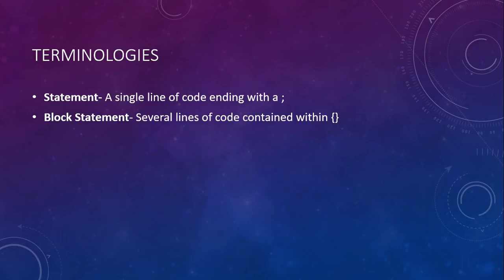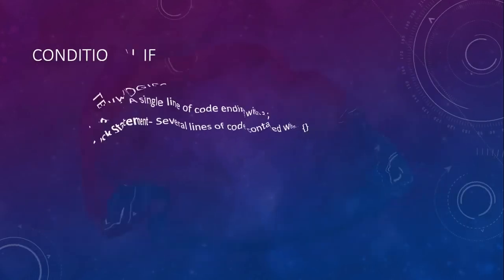The other type of punctuation is the block statement. This is when you have several lines of code contained within curly brackets. We've seen a little bit of this in our continuous input example and also our parsing an int example. With the continuous input, we had a while loop, and we had to have everything inside the curly brackets of the while loop for the program to work correctly.